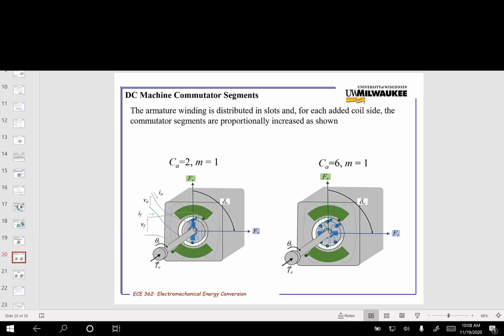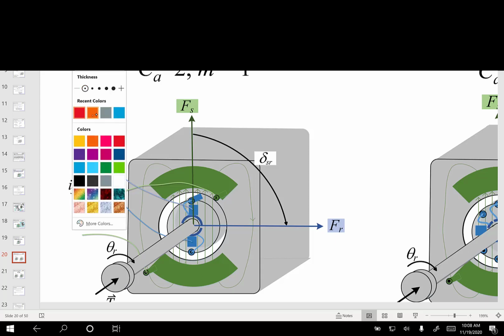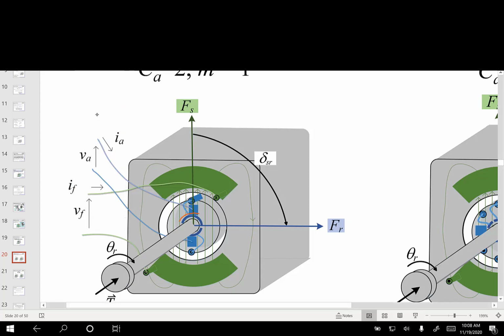Okay, so I'm going to try to drill down into this commutator. We had done a very simple explanation of what a commutator is. It's a little copper ring that is wrapped around, or is part of, the shaft. And then you've got these brushes that are riding on it.